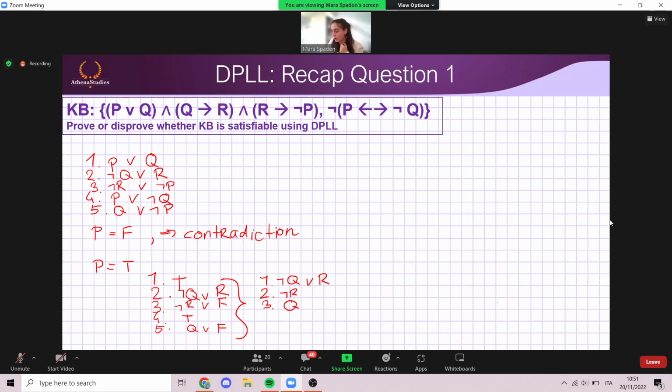Then we are kind of left in the same situation, right? Because now we can choose Q to be true. And what are we left with? We are left with R and not R. So again, we have a contradiction, right? Because this can never be true. What happens when we have a contradiction? What happens when it's not true? It's unsatisfiable.